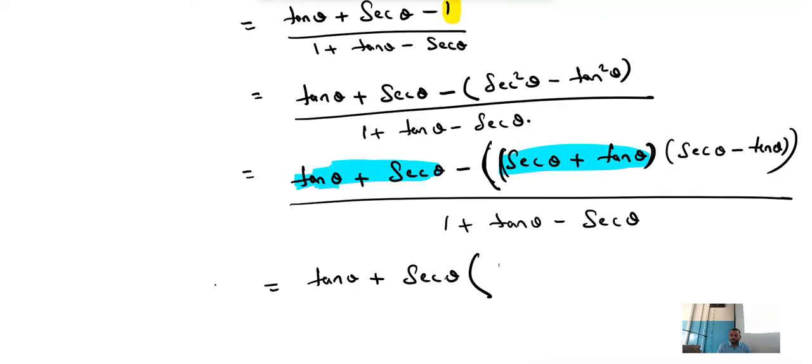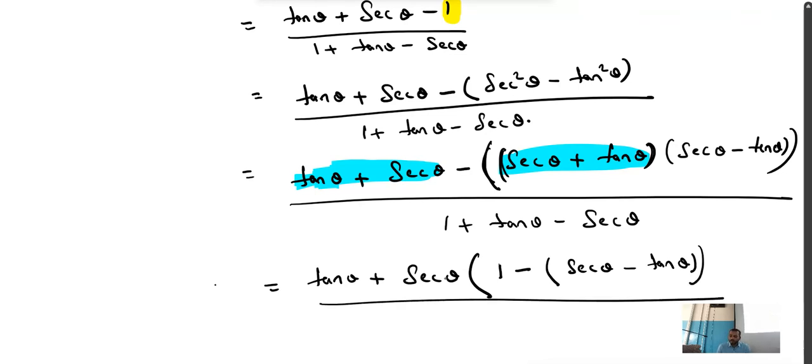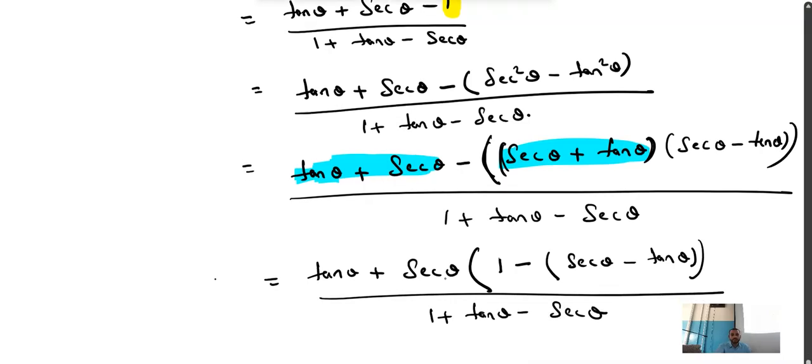So tan theta plus secant theta we took common. So in place of this we have to write 1. Here we have minus, write minus. Open the bracket. Already secant theta plus tan theta came out. Then what is left here? Secant theta minus tan theta is left. Close the bracket. Then divided by 1 plus tan theta minus secant theta.